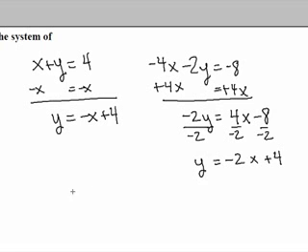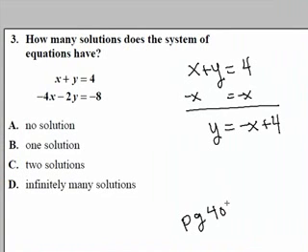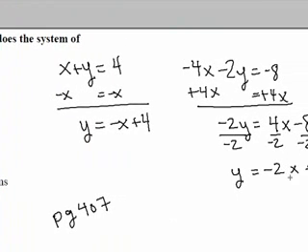Alrighty, now go to page 407 in your ebook, and there's a chart on that page. If you identify the slope and the y-intercept, you then should be able to determine how many solutions this system has. Okay, so refer to your ebook, page 407, and identify the slope and the y-intercept for these two equations, and you'll find the answer on that page.